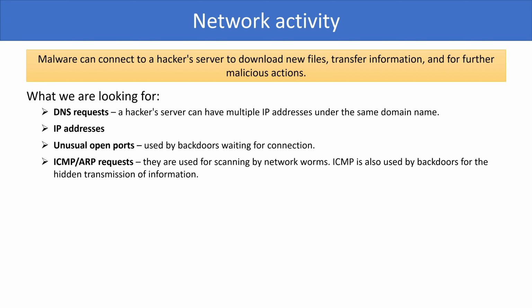ICMP and ARP requests are used by network worms to scan a local network and propagate their replicas further. Additionally, ICMP is used for covert data transmission. So, while you may see regular pings, they could be transmitting data and control commands. Detecting the fact of data transmission is quite challenging and can usually only be handled by intrusion prevention systems, known as IPS in English. Consequently, in many organizations, ICMP traffic is often blocked by firewalls.